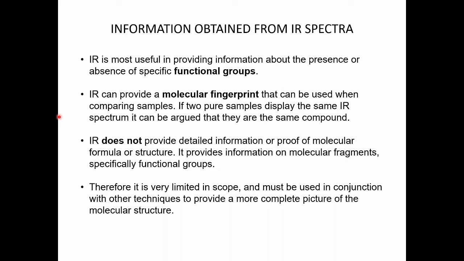What IR, infrared spectroscopy, does not do is give us any proof of a molecular formula or structure. All it does is tell us what fragments we have, and specifically what functional groups these fragments are. So it's kind of limited, which is why we always use it in conjunction with NMR or UV-Vis.